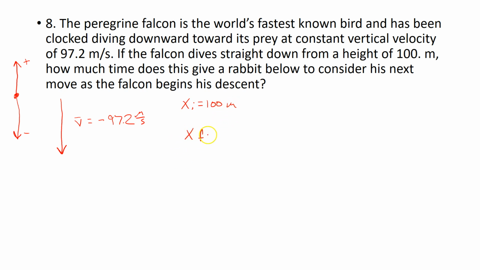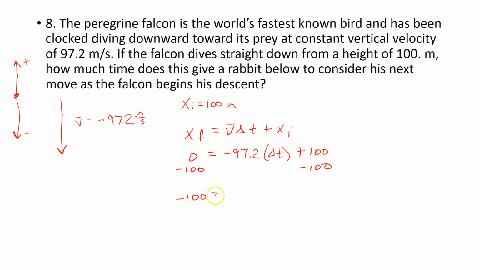Let's go ahead and use our equation. The final height is equal to the velocity times the change in time plus our initial height. Our final height would be the ground, so we know that's 0 meters. That would be equal to our velocity, which we said is negative 97.2, multiplied times our change in time. To that, we're going to add 100 meters. Now, if I subtract 100 from each side, I'm going to end up with negative 100 is equal to negative 97.2 times the change in time, and that's good because we don't want time to be negative, so this keeps that from happening.